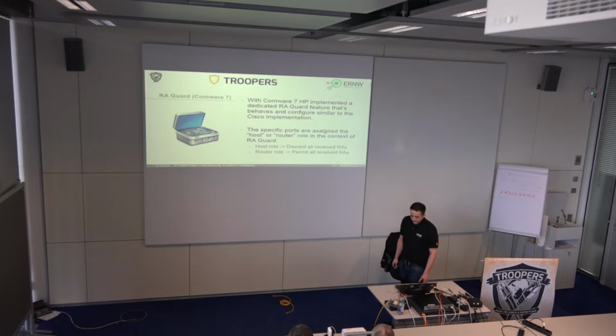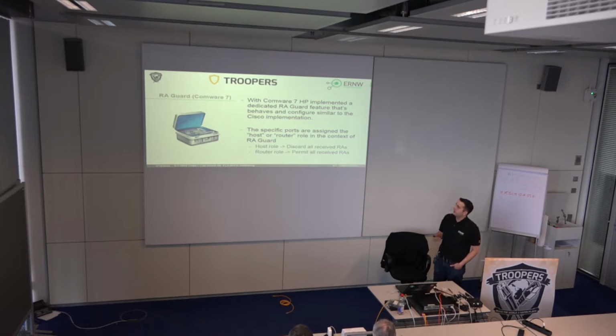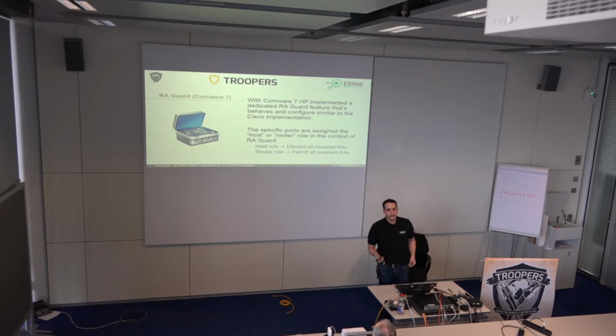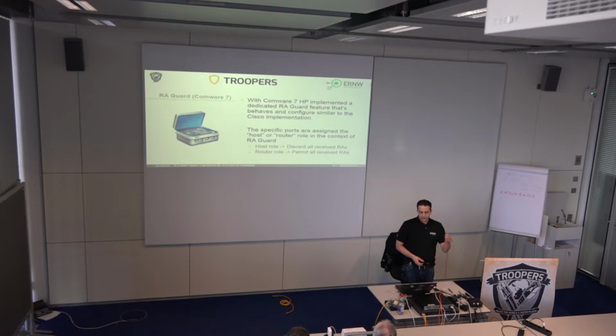So with Comware 7, as I already said, HP implemented a dedicated RA guard feature that is configured and behaves similar to the Cisco implementation. You specify the ports, or the ports are assigned, either the host or the router role in the context of RA guard. The host role is the equivalent of activating RA guard in the Cisco world, so every router advertisement received over this port will get discarded. With the router role, if the switch receives a router advertisement, it will just be permitted.